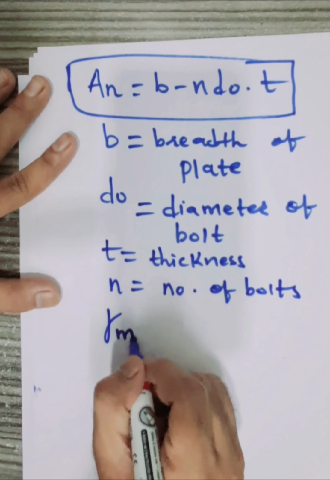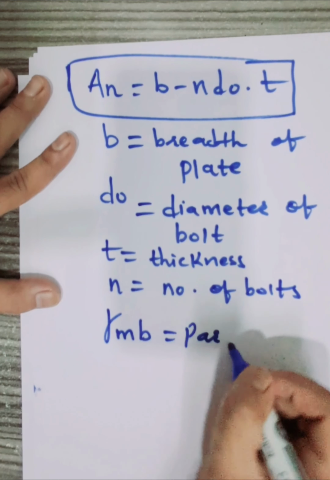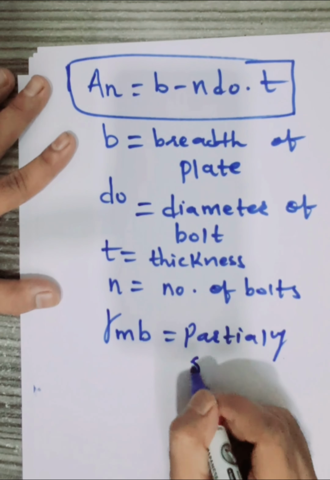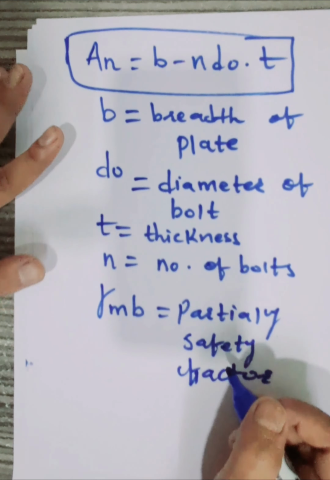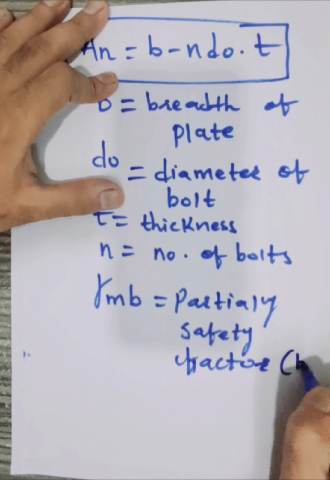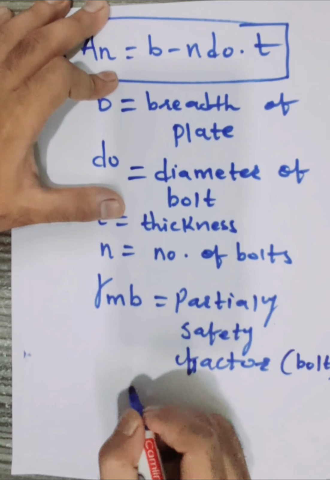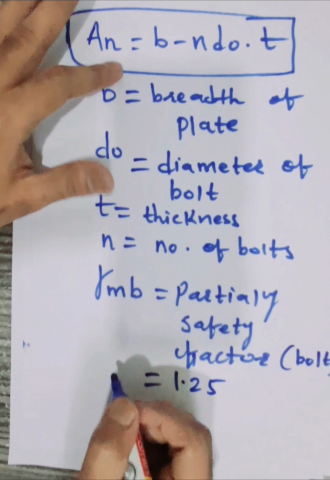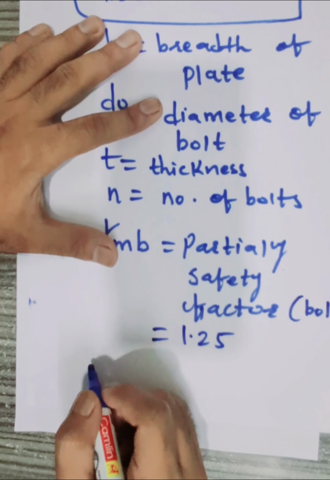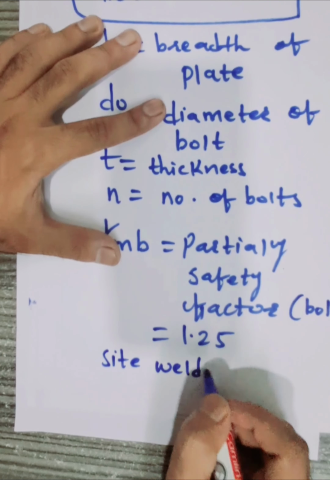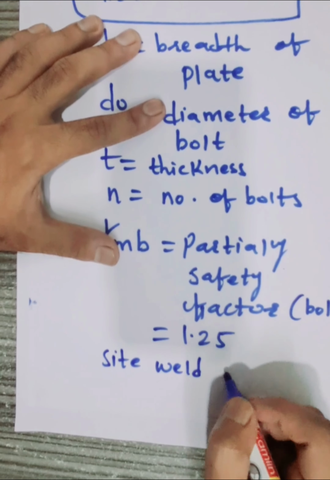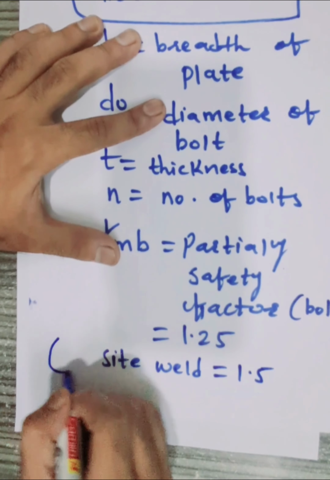Next we go for gamma MB. That is the partial safety factor for bolt. How much? I can take it as 1.25. Remember this while solving the problems. Next we go for the side weld. It is mentioned in your code book, guys, no need to worry about this. Side weld is near about 1.5 gamma MB. Next we go to step number 3.